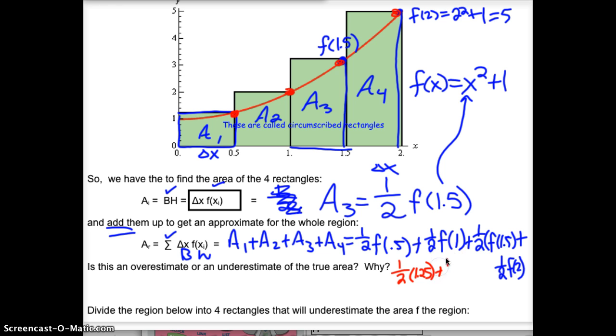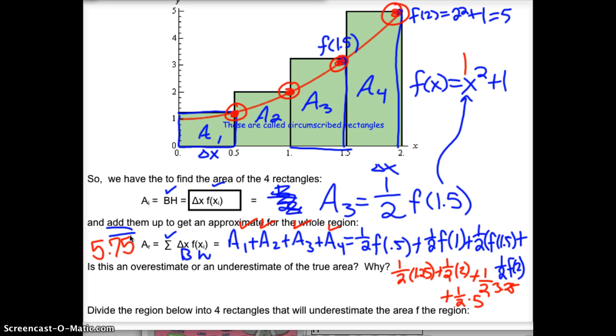f of 1 I can do in my head because the curve is x squared plus 1, so that would be 1/2 of 2. And then 1/2 of f of 1.5 is 3.25. Again, you can just go ahead and use your calculator. F of 2 is 5. So basically what I'm doing is adding up all the rectangles, 1/2 times the value of the function at the right endpoints. And when you work that all out, I believe you get about 5.75. And that's what those 4 rectangles add up to.